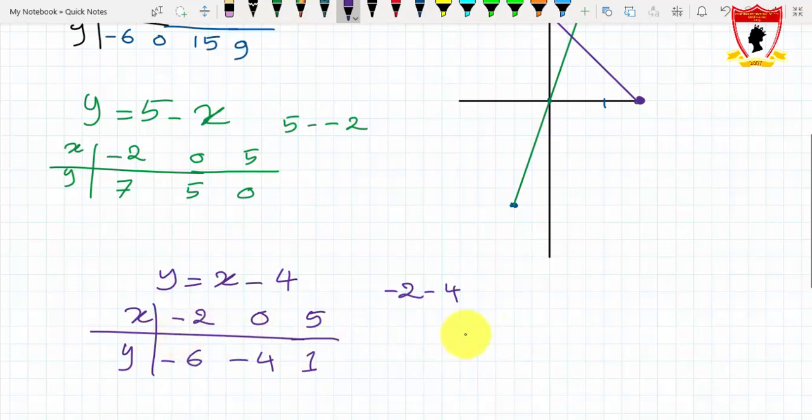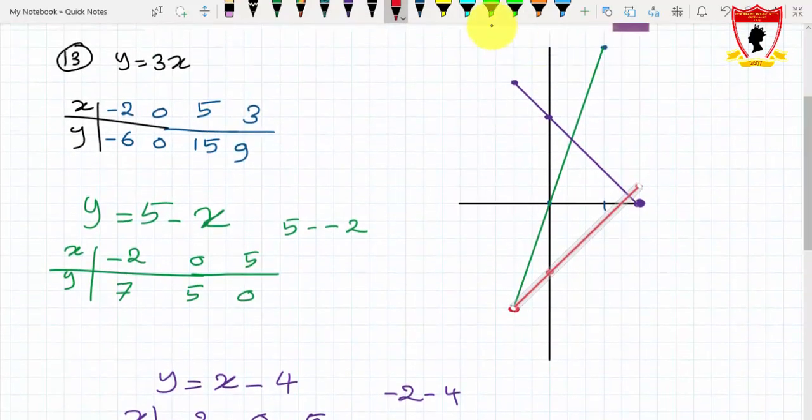Let's plot them. The first one is negative 2, negative 6. Negative 2 on the x-axis is here, negative 6: 1, 2, 3, 4, 5, 6. It's right here. Then 0, negative 4. 0 is in the center. Negative 4 is 4 steps down: 1, 2, 3, 4. So this is the point. And 5, 1. 5 is here, 1 is right there. Join them. Now again, we see a triangle between them.